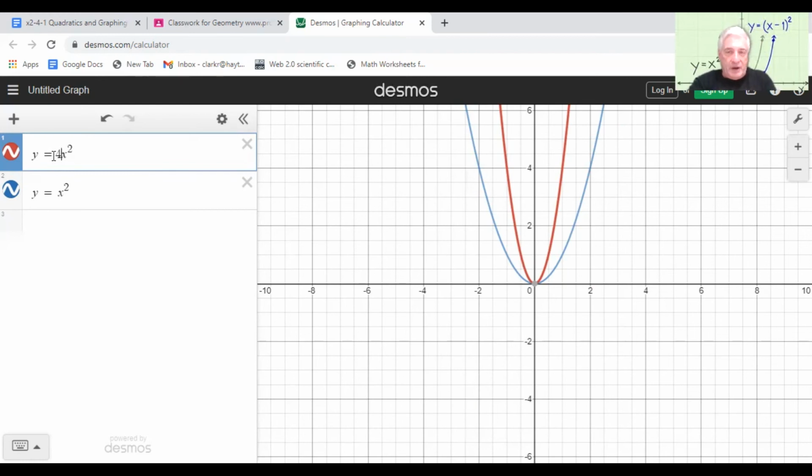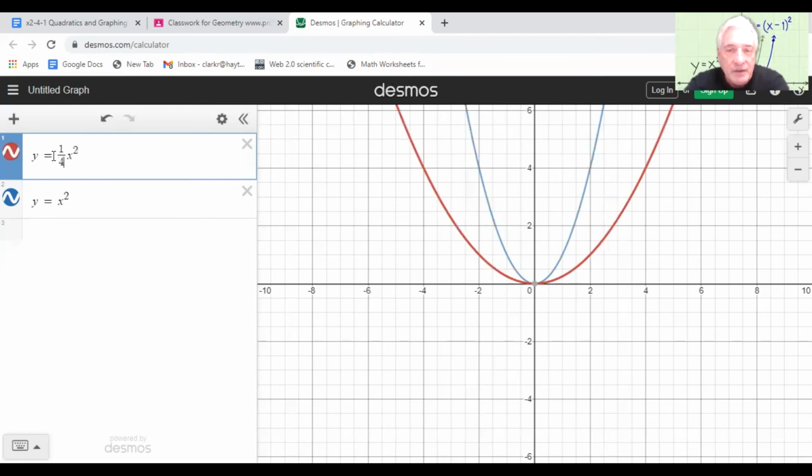The blue one is the parent function, y equals x squared. The red one, when I put that 4 in front, you thought it would make it wider? In a day or two, you'll see why it did not. So yeah, you're right. There's only one question left. That is, if I make this a fraction, is it going to make it wider? 1 divided by 4. Yes, the fraction makes it wider.